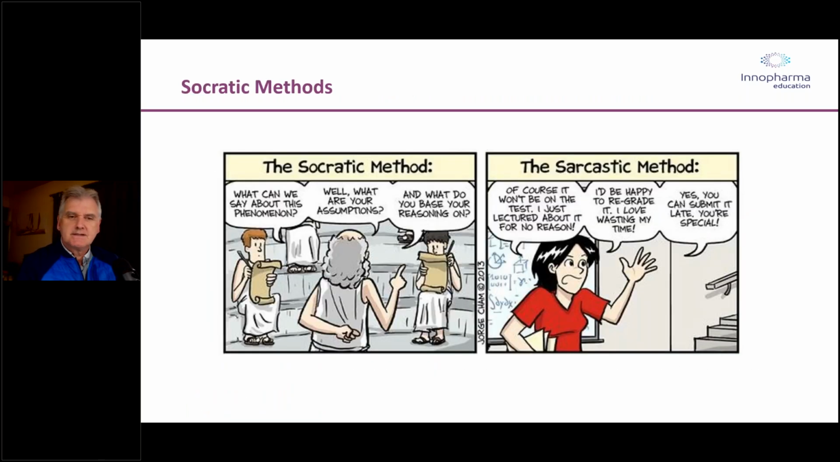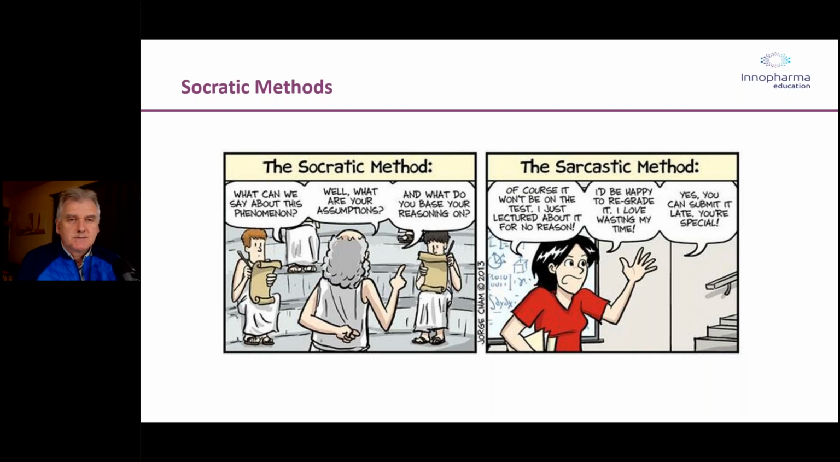I mentioned that it's a thing called Socratic questioning. I came across this recently and I thought it appropriate. This thing called the Socratic method, as opposed to the sarcastic method. The Socratic method is very much around challenging. It's about assumptions. It's about being a bit more reflective. That's really what it's trying to do.